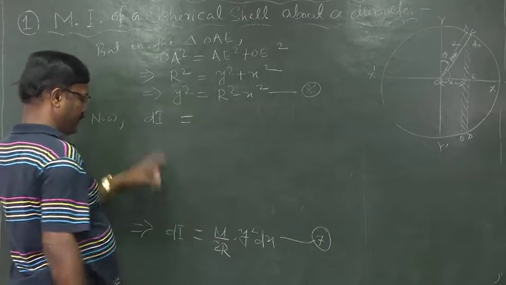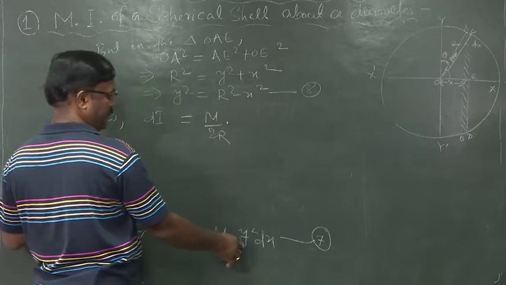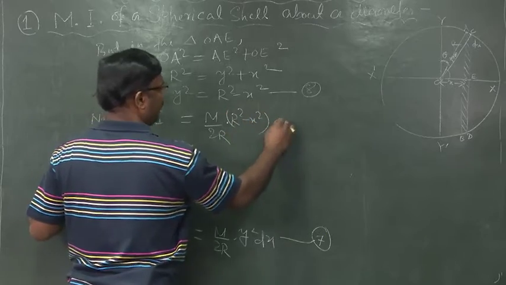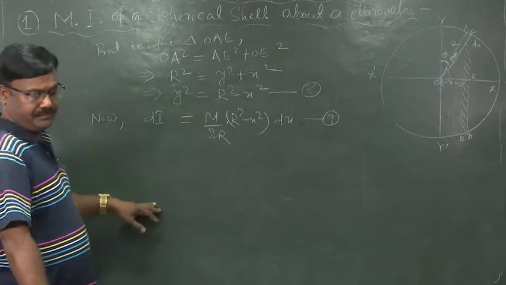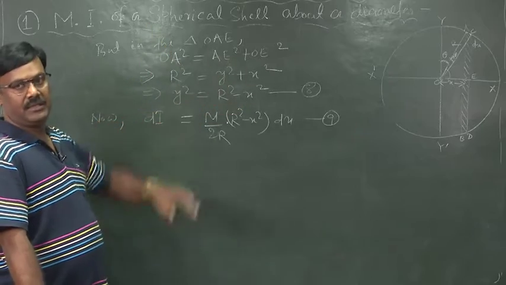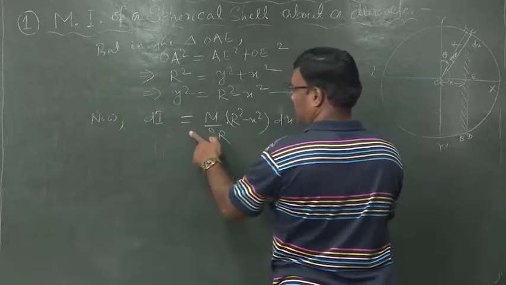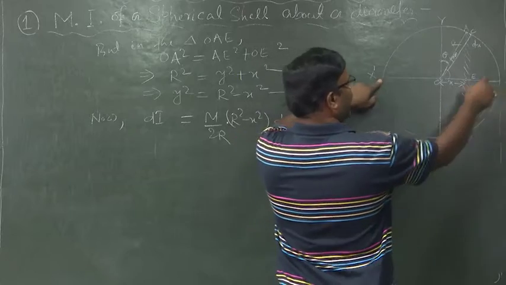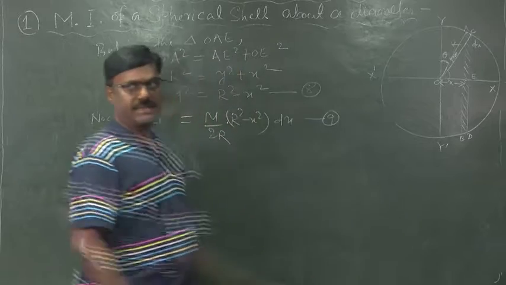Now putting the value of y square from equation 8 in equation 7, we get dI is equal to m by 2r into, in place of y square we can write r square minus x square into dx, equation 9. So the total moment of inertia of the disc can be obtained by integrating this equation within the proper limits, that is from minus capital R to plus capital R, that is from x dash to x.